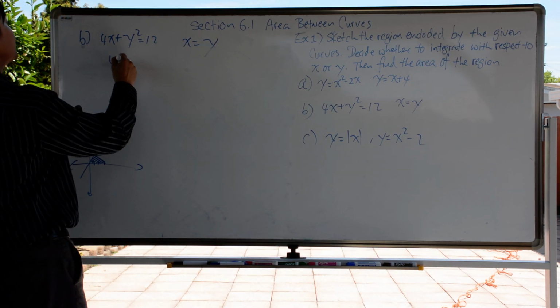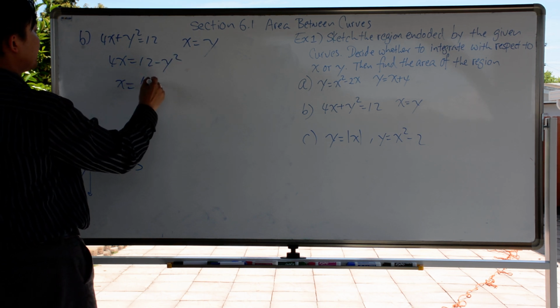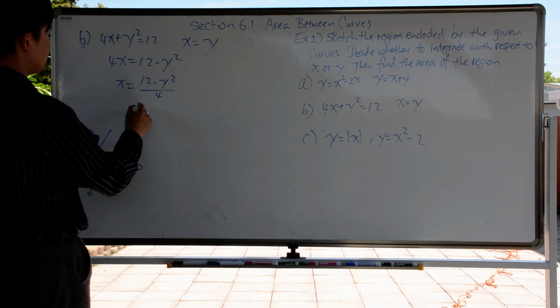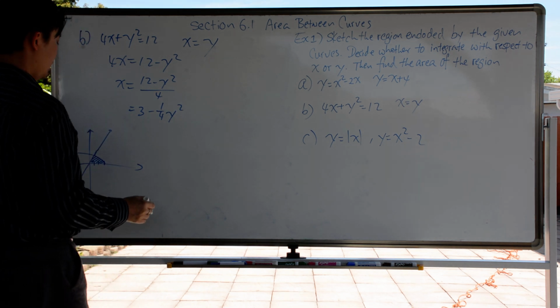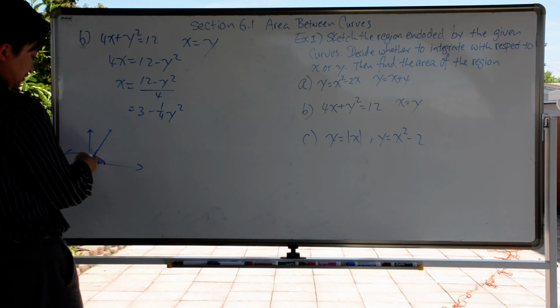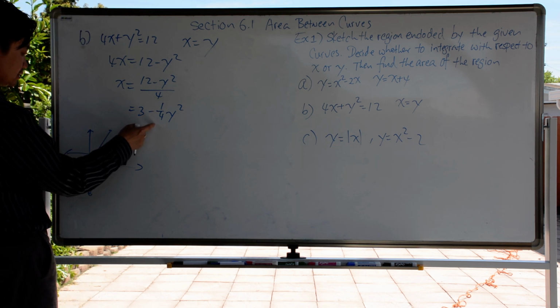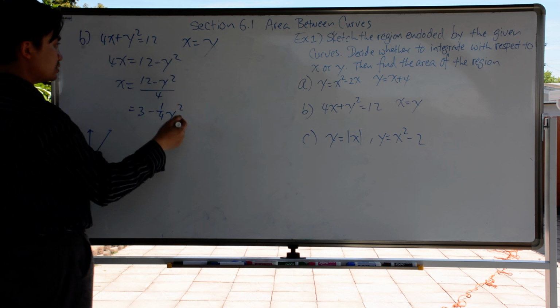Okay, so how do you solve for x in terms of y? So 4x equals 12 minus y squared. And then x equals (12 minus y squared) over 4. You try to reduce it, so this one would be 3 minus 1/4 y squared. So for the right end of the curve, it looks like the right end of the curve would be the radical. So we're using this one as the right end of the curve. And then the left end of the curve would be the line right here. But we still need to find out the boundary.